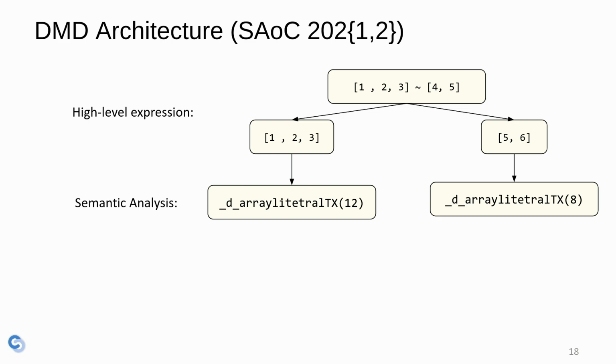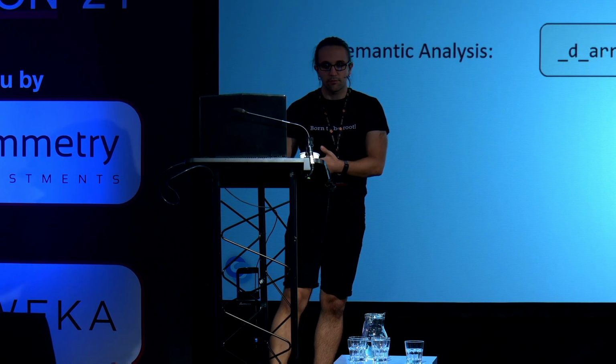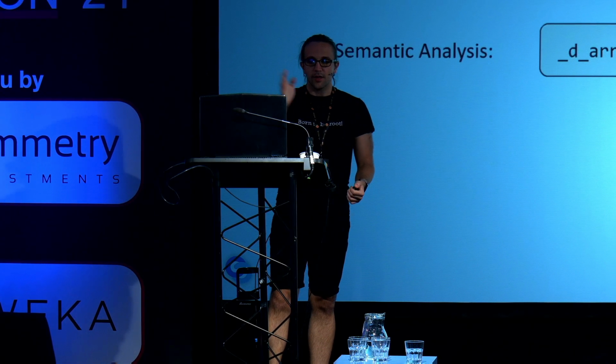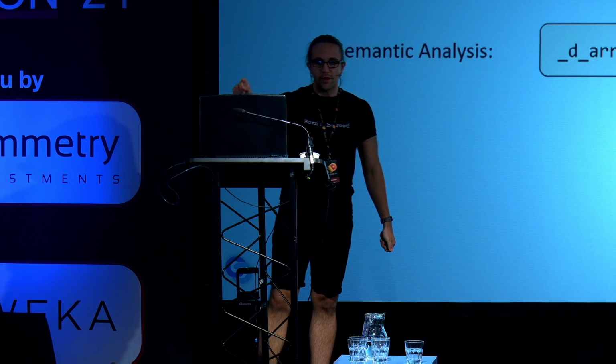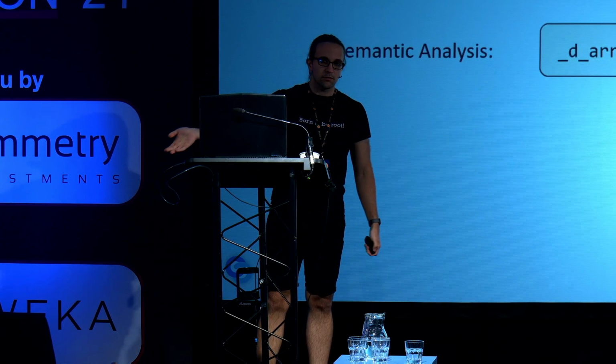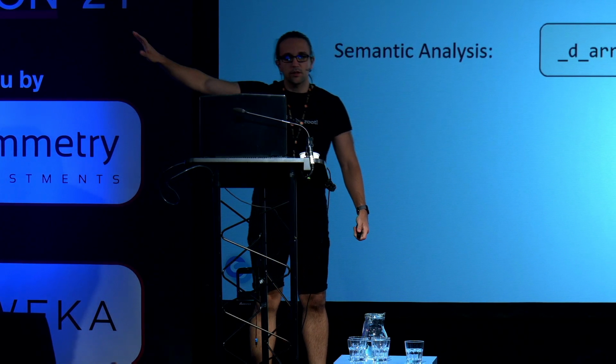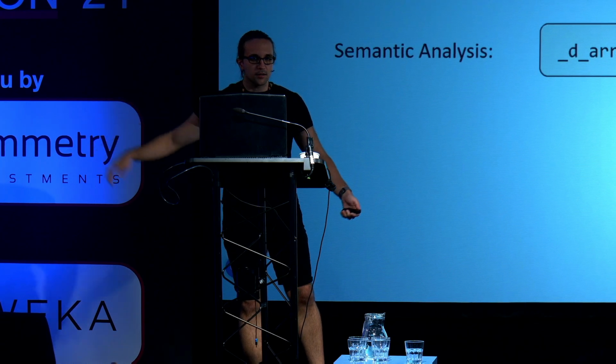Semantic analysis would just pick these two literals and create the lowerings for them, which are array literal tx. What this does is it just allocates the memory for the array. Copying the elements into the array, like putting 1, 2, 3 there, is handled by the IR generator. We've talked about this. We don't need to do all the work in the semantic phase. I mean, we're beyond that.